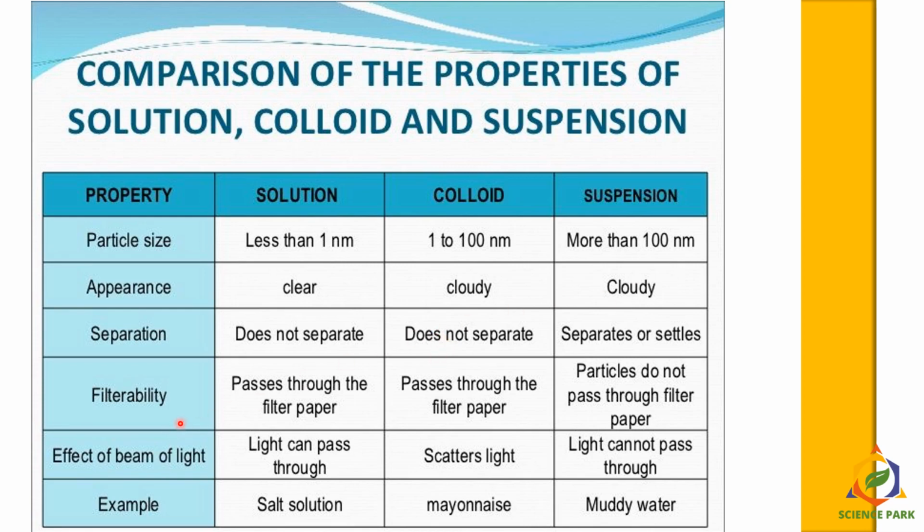Let's see filterability. A solution can pass through filter paper. Again, a colloid passes through filter paper. But the larger particles in a suspension cannot pass through filter paper and we can separate them easily. Let's see the effect of a beam of light. If we flash a beam of light through solution, colloid and suspension, what will happen? Through a solution, the light can pass through easily. But in the case of colloids, the light will scatter due to the slightly larger size of the particles. And in the case of a suspension, light cannot pass through.